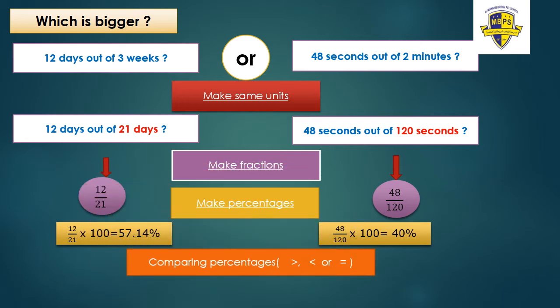Now the third step, comparing percentages. To compare any numbers, what will we use? Yes, greater than, less than, or equal. So now I have 57.14% is greater than 20%. That means 12 days out of 3 weeks is greater than 48 seconds out of 2 minutes.